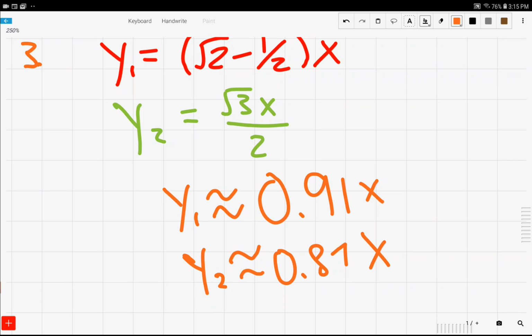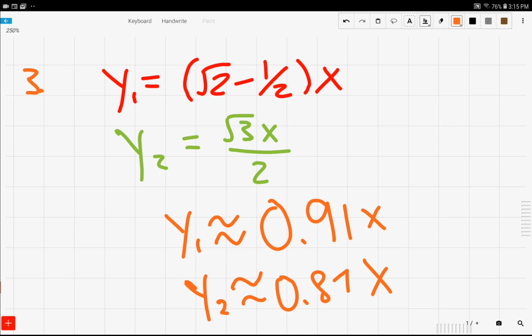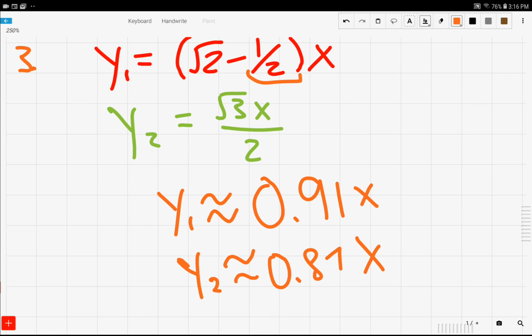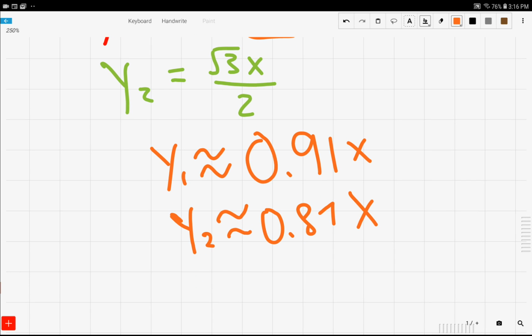Now, of course, we can't actually compute these values because they're square roots, and even if we did square the values, we'd still have this annoying 1/2 here to deal with. So instead, I used a calculator and rounded the values to the nearest 100th. So we have y1 is about 0.91x and y2 is about 0.87x. And since y1 is indeed greater than y2, we can make an equilateral triangle larger than the one that we made before.